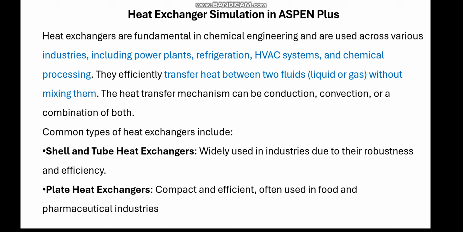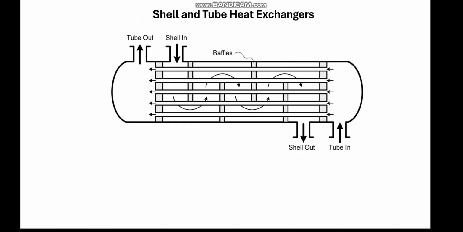So the two types of heat exchanger which are used widely in the chemical process industries are the shell and tube heat exchanger and the plate heat exchanger. So this is a typical shell and tube heat exchanger. Here you can see that a bundle of tubes is installed inside the shell casing.